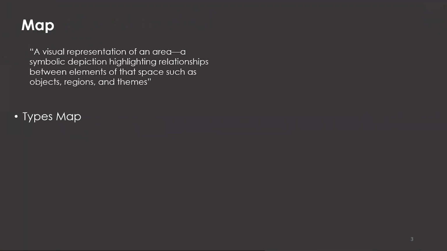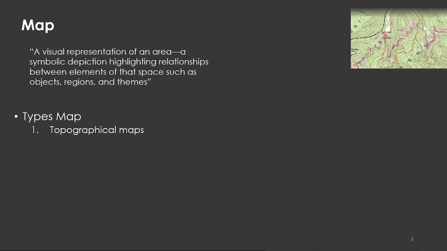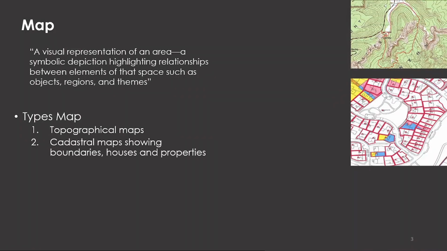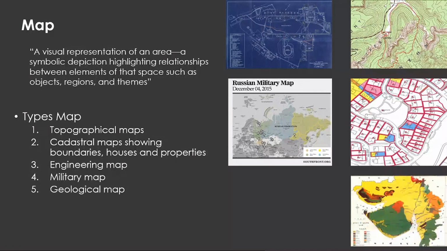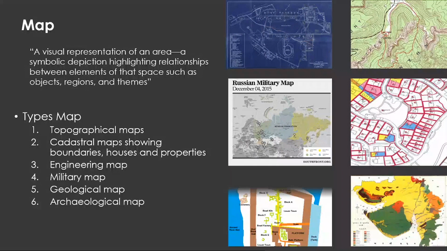A map is a visual representation of an area, or a symbolic depiction highlighting the relationship between elements of that space, such as objects, regions and themes. Of the different kinds of maps, the first one we discussed was a topographical map, then there is a cadastral map, an engineering map, a military map, a geological map, and an archaeological map. So we have discussed these different maps.